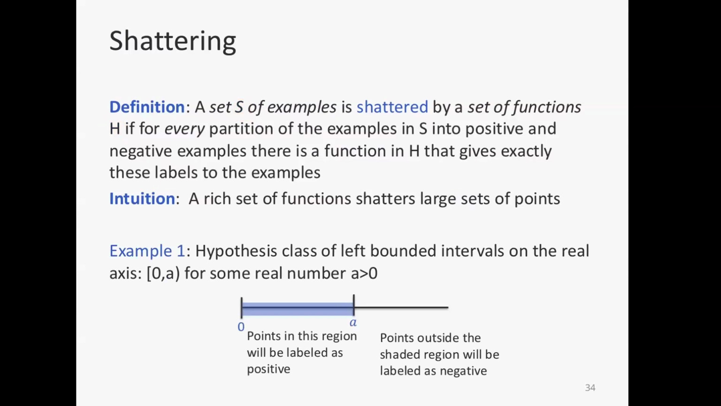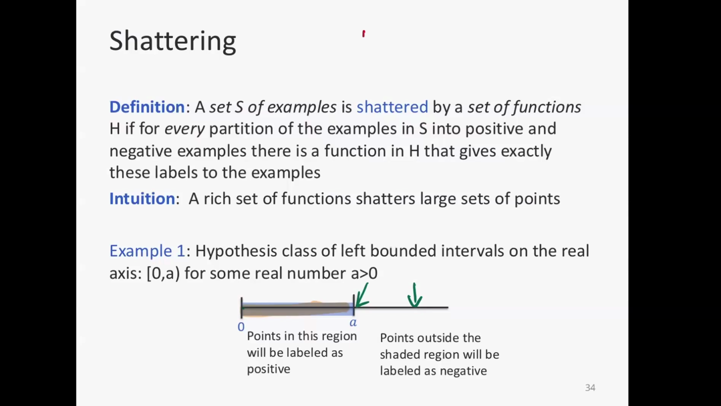So here's a rather simple example. The hypothesis class called left bounded intervals. You have a line that's bounded on the left at 0 and goes all the way to infinity, and your instances are any point in this line. Your function is completely defined by this one number a. Basically the way the prediction is done is if your instance lies between 0 and a, the label is plus. If it lies on the other side of a, the label is minus.